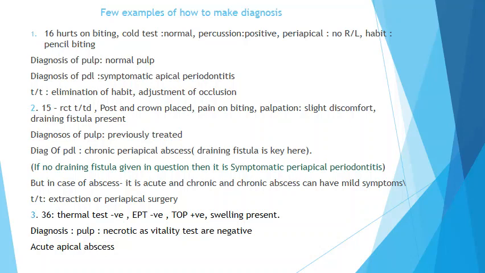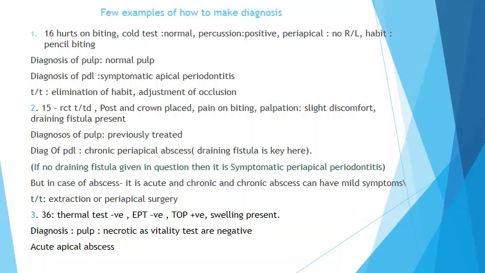Moving on to next example, let's say we have a tooth 1-5 and it is given in the case history that RCT treatment has been completed on this tooth, post and crown has been placed, and it is said that patient has pain on biting, on palpation there is a slight discomfort, and draining fistula is present. Now diagnosis of pulp is previously treated, as we have discussed in the previous lecture, that we will answer previously treated when it is given that RCT treatment has been completed and the tooth is obturated, with complete obturation.